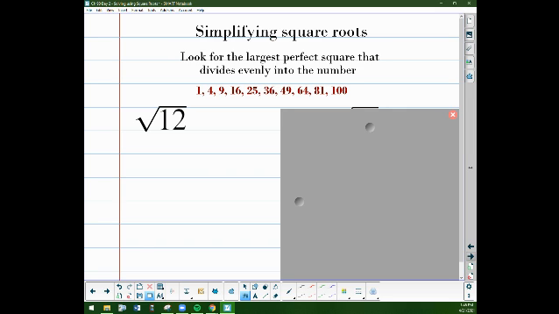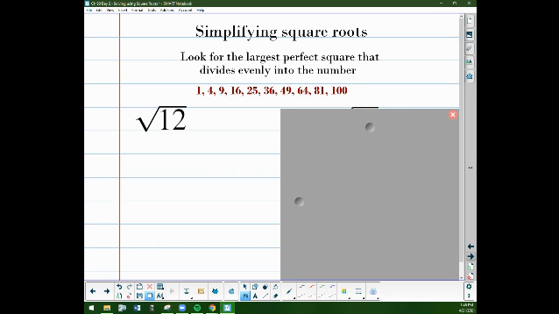The first skill that we need in order to solve using square roots is to know how to simplify square roots. Sometimes we're going to run into a situation where we want to find the square root of a number that's not a perfect square. Our first example is the square root of 12. I know that 12 is not a perfect square, and if I typed the square root of 12 into my calculator, it would give me a decimal.